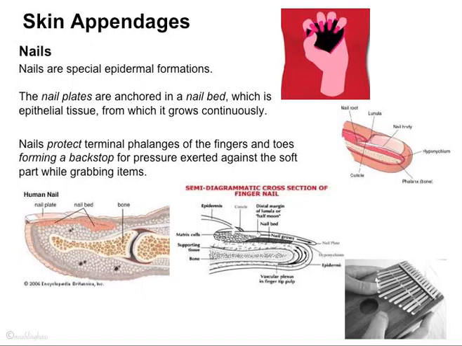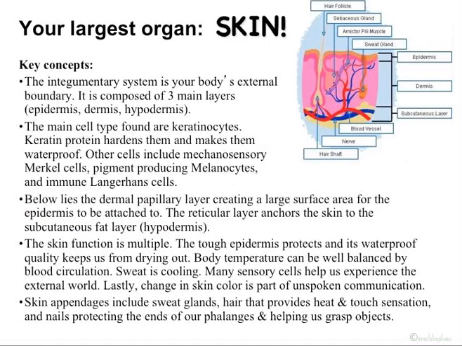So here's the text. The nail protects the terminal phalanges of the fingers and toes, forming a backstop for pressure exerted against the soft tissue, the soft part, while grabbing an item. So that's a very helpful thing, very useful. There you go.